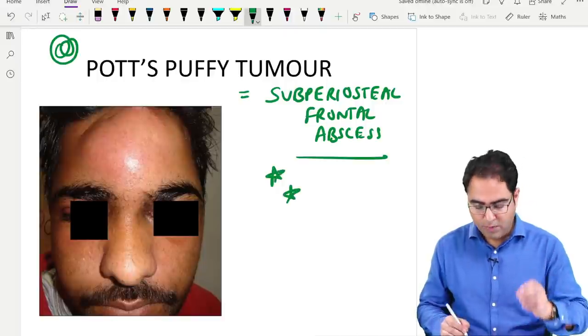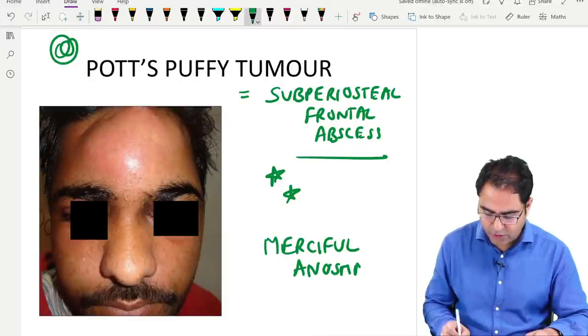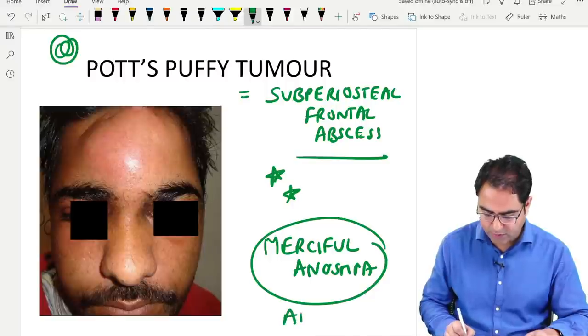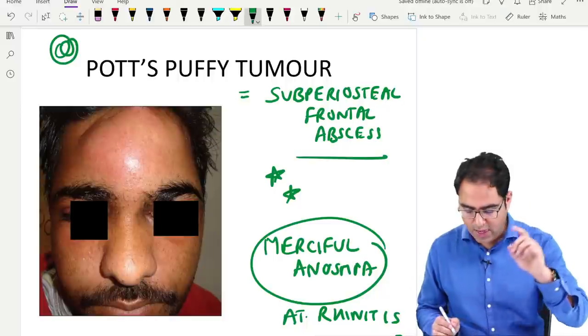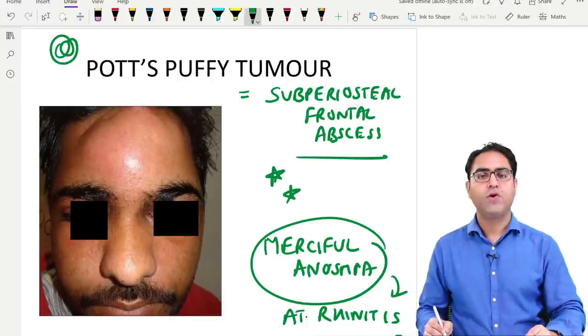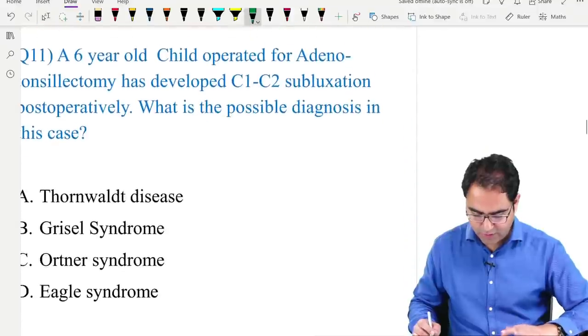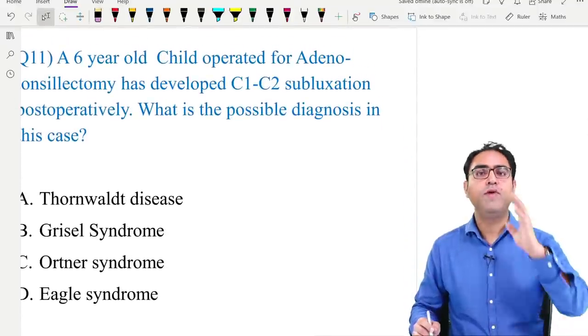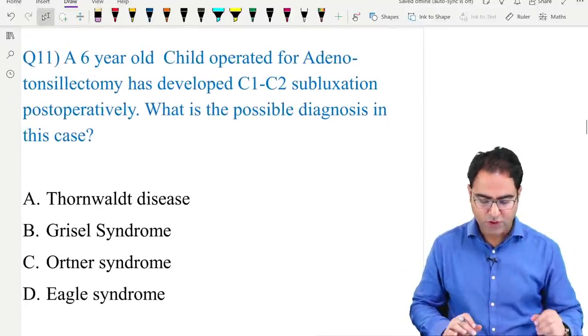Everyone, and one more thing, please highlight over here, merciful anosmia. As somebody reminded me, merciful anosmia is a feature of atrophic rhinitis. Atrophic rhinitis never has outside nose changes. No external nose changes, beta. So merciful anosmia is a feature of atrophic rhinitis, my dear friends. Very good. Let us start a question of the pharynx now, beta. This was all about the nose. Let me shift to the pharynx now.